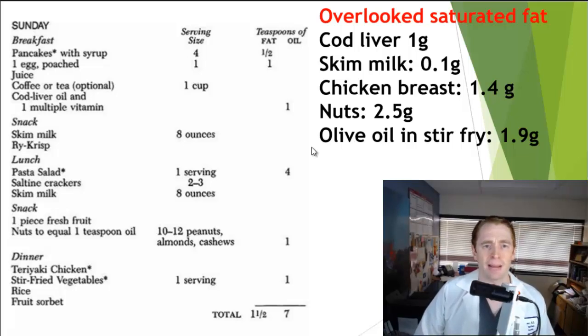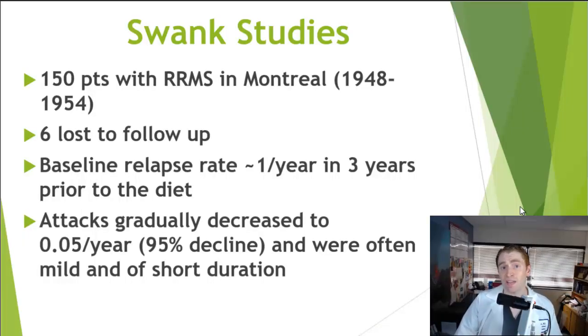And these are just some examples of overlooked saturated fat that I calculated. For instance, even skim milk contains some fat, and even leaner meats like chicken definitely contain saturated fat along with nuts, and all natural oils, even vegetable oils, do have saturated fat, and a significant amount if you consume a lot of it. And considering that the Swank diet isn't all that strict, the results of his studies are really remarkable.